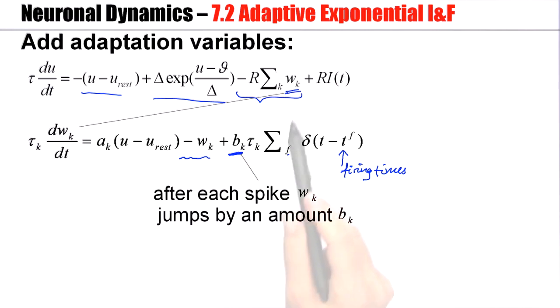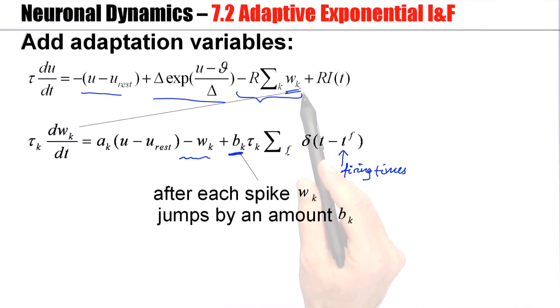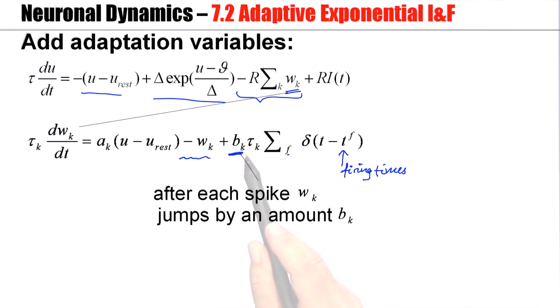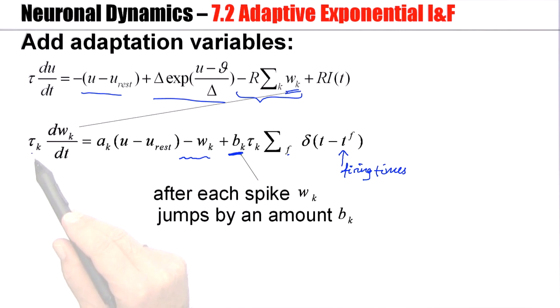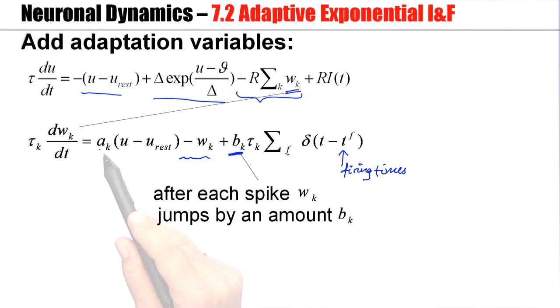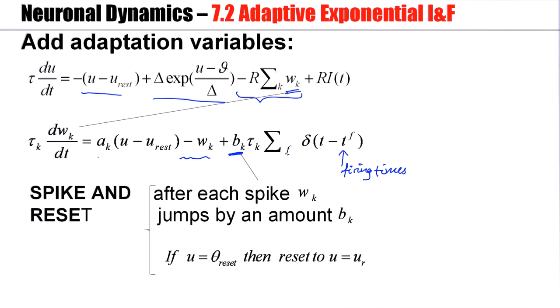You can have several of these adaptation variables, k running from 1 to 5, for example. And that's why we have this index k here. Tau k is the time constant of this W variable number k. A k is the coupling parameter for this W variable. Often we only work with one single adaptation variable.